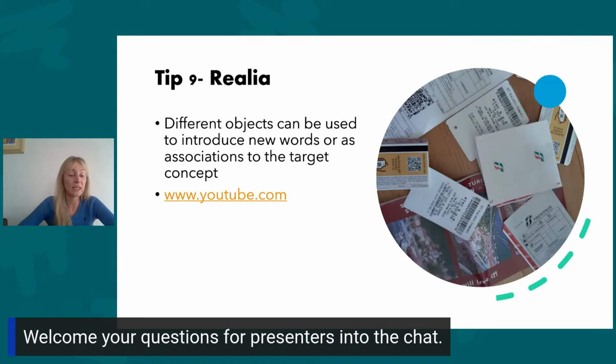As for the tip number 9, it's realia. It's actually real objects, different objects that can be used to introduce new words and associations. Even though you can find different things on YouTube, this is what I usually do. These are the tickets that I collected. Whenever I travel abroad or go somewhere, I get the restaurant bills, the train tickets, metro tickets, and so on, and I show them to my students, and different objects can be used to learn these new concepts, and these things are really interesting for them to see the real thing.